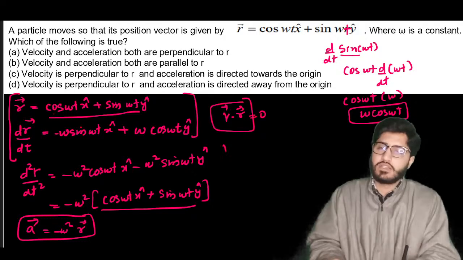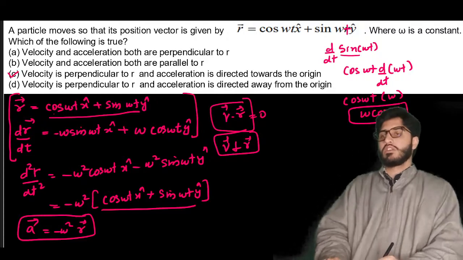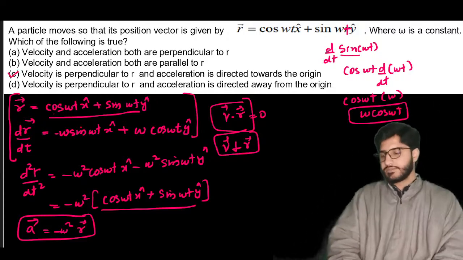It came out to be 0 now. Its velocity is perpendicular to the r. Option number C. Yes, option number C is correct.